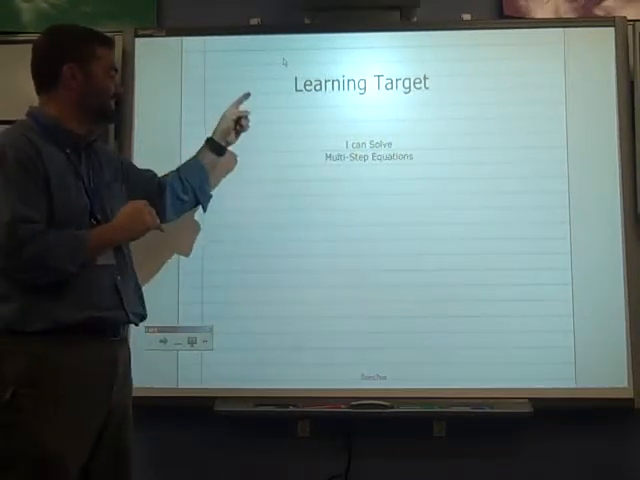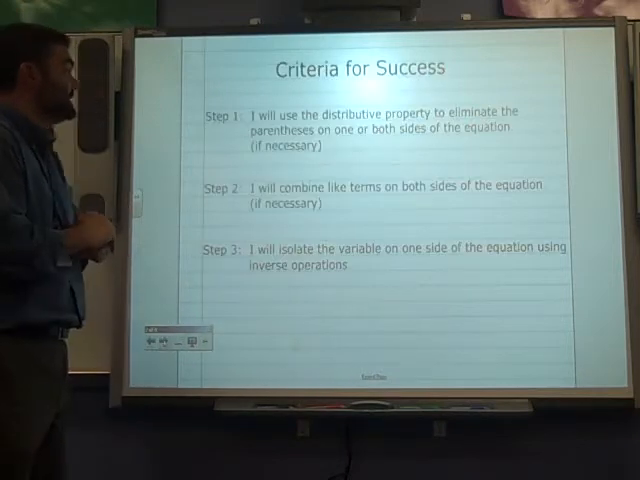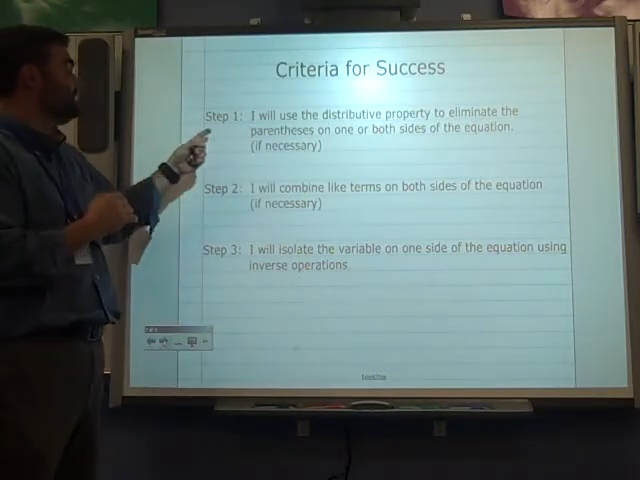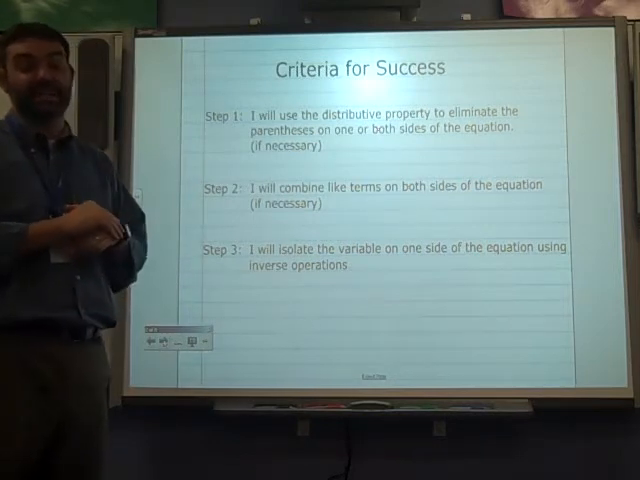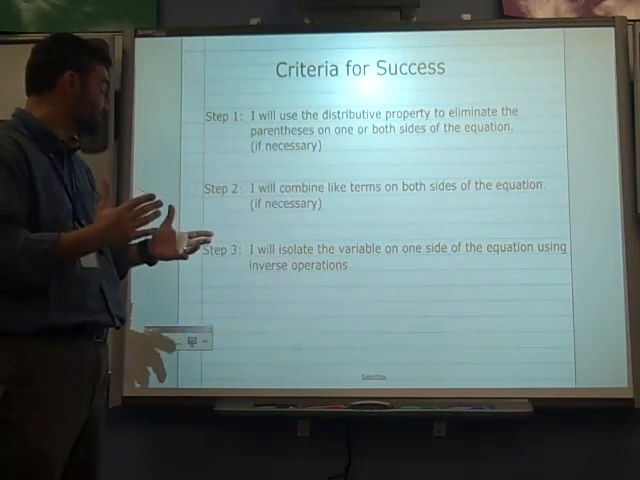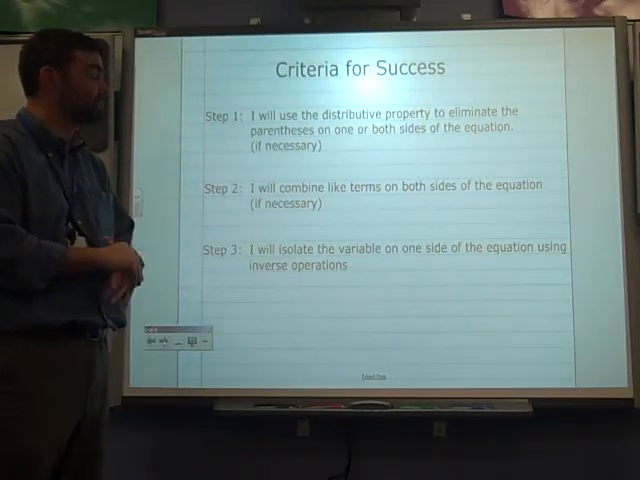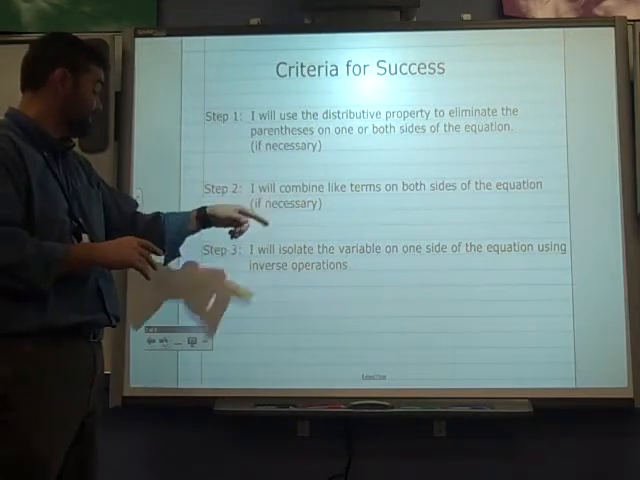Today, our learning target is I can solve multi-step equations. The criteria for success, step one, I'll use the distributive property to eliminate the parentheses on one or both sides of the equation. That is only if necessary. If there are no parentheses, we'll jump to step two and we'll combine like terms on both sides, if there are, on both sides. That is if necessary as well.